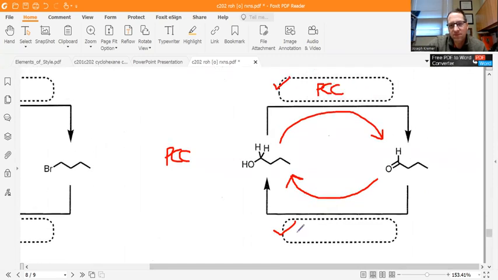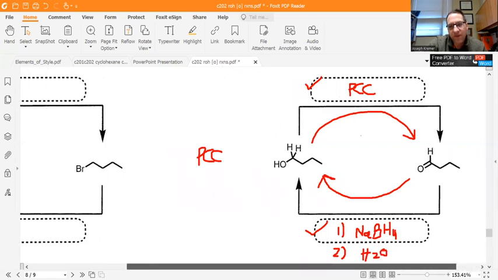And what's the opposite of PCC? We have not covered that yet. We will. That's going to be a lab you'll do on vanillin. That's called sodium borohydride, NaBH4. Less harmful than chromium reagents for sure. You'll be using that there. And what else? Water workup. Water workup. That's the cycle.